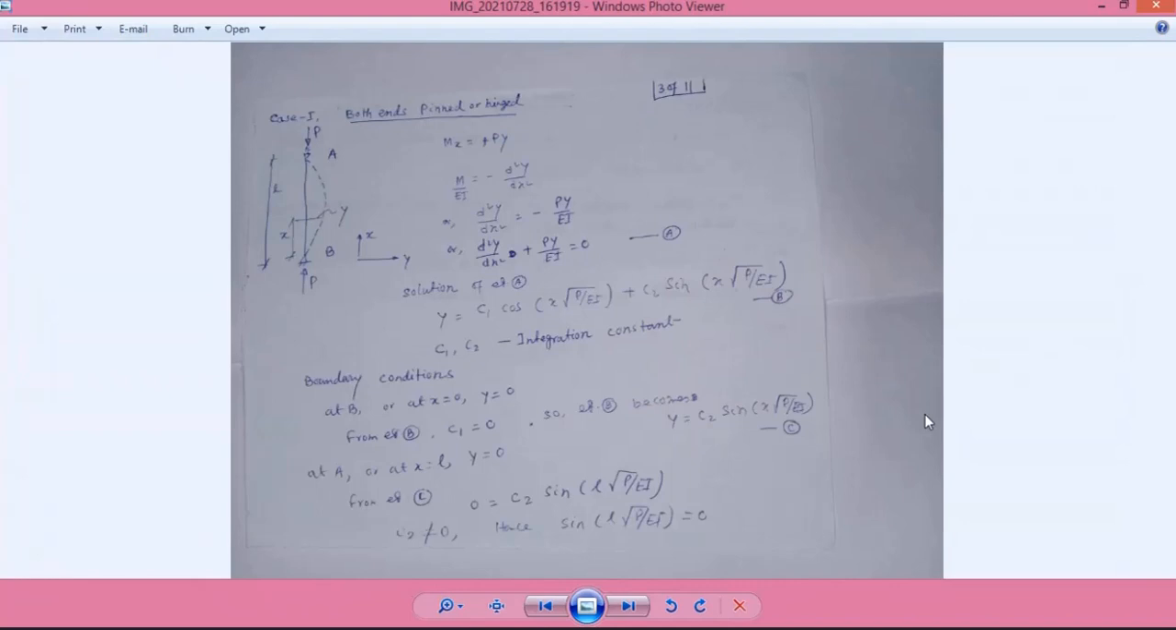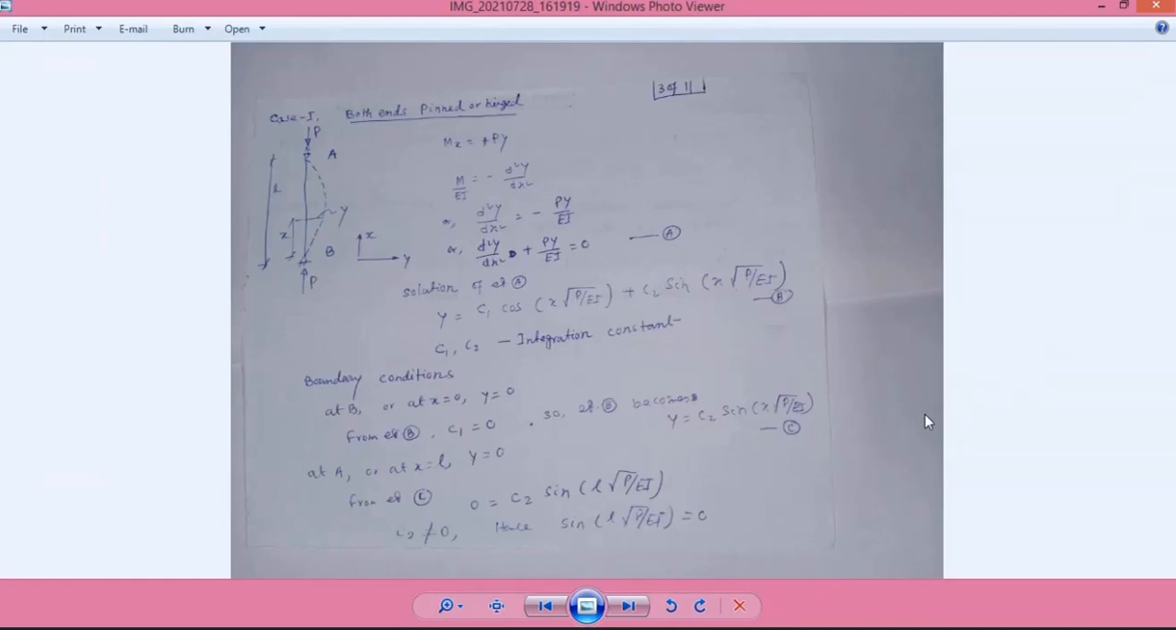Okay, now we will take the help of the moment curvature relationship, that is M by EI is equal to minus d2y/dx2. Just put the value of M: d2y/dx2 is equal to minus Py divided by EI. If we simplify this, ultimately we get a second order differential equation for a both end pinned column, that is d2y/dx2 plus P into y divided by EI is equal to 0.